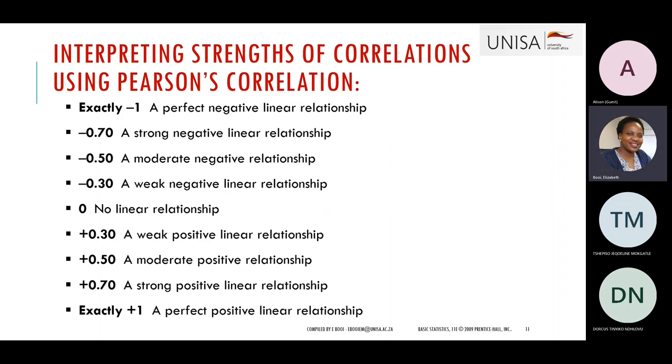If your r is equal to 1, we say it is perfect, or if it's exactly equal to negative 1, we say it's a perfect negative relationship. If it's minus 0.7, we say it is a strong negative relationship. If it's minus 0.5, we say it is a moderate negative relationship. If it is minus 0.30, we say it is a weak relationship. And if it is 0, we say there is no relationship.